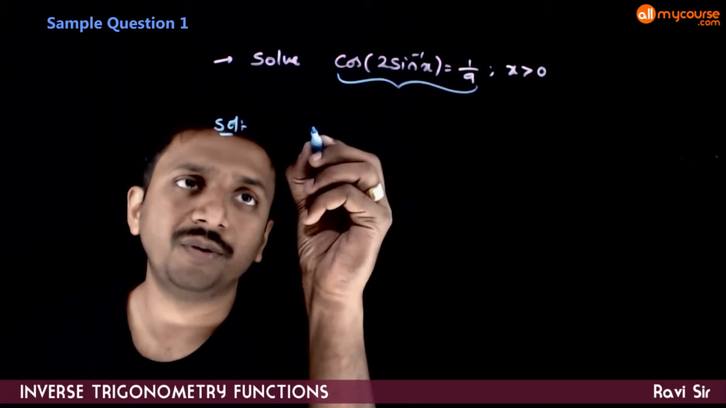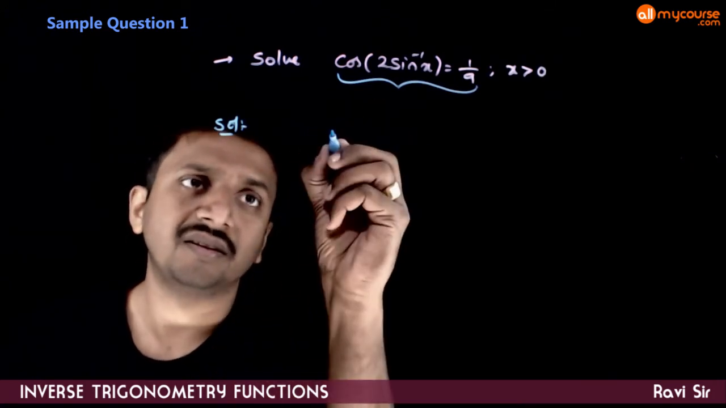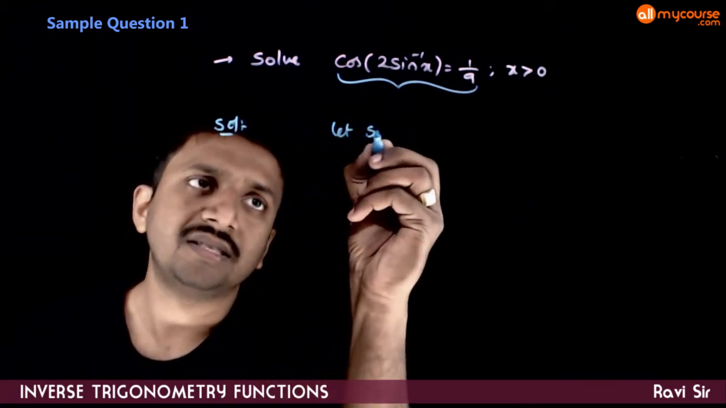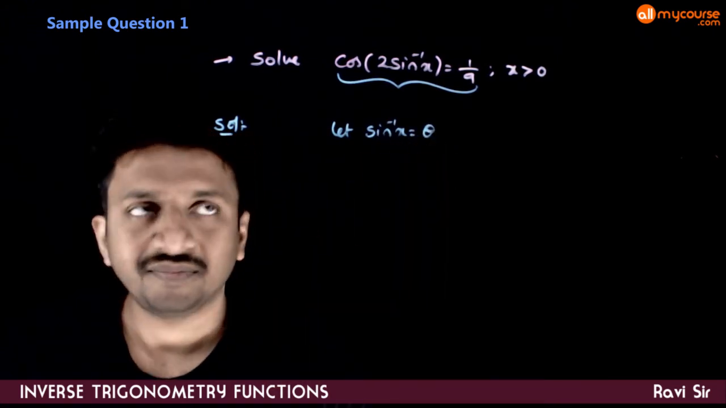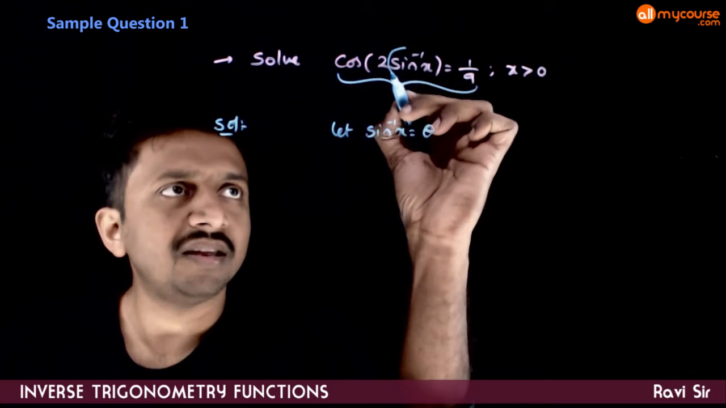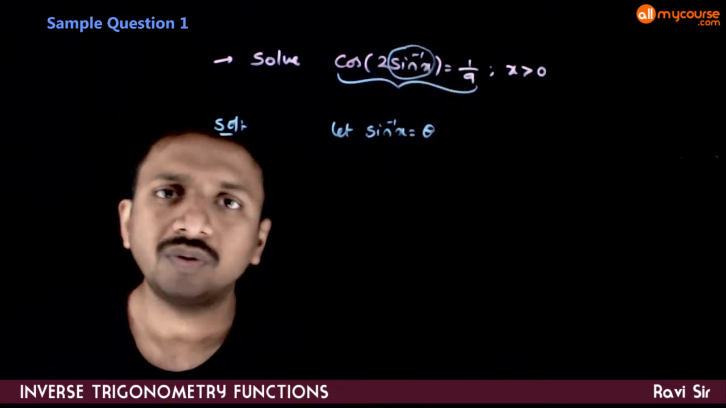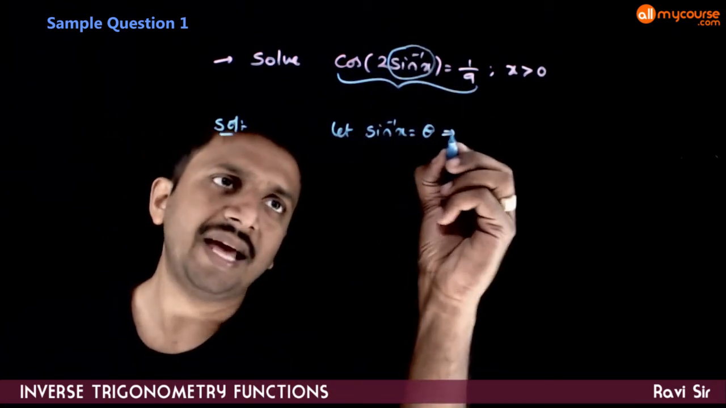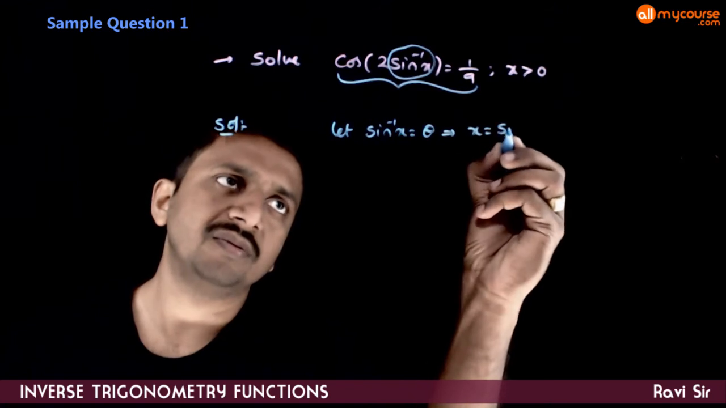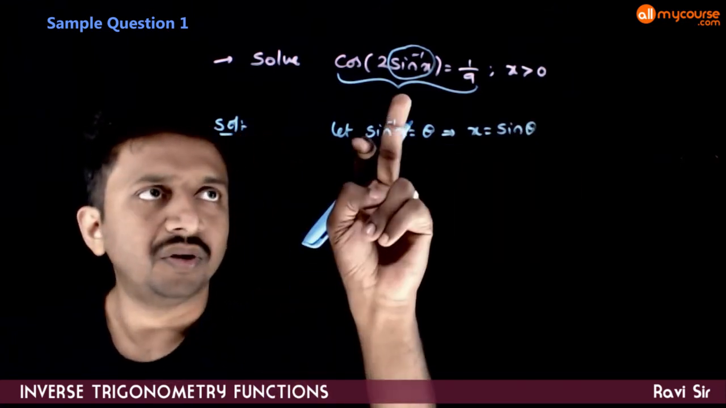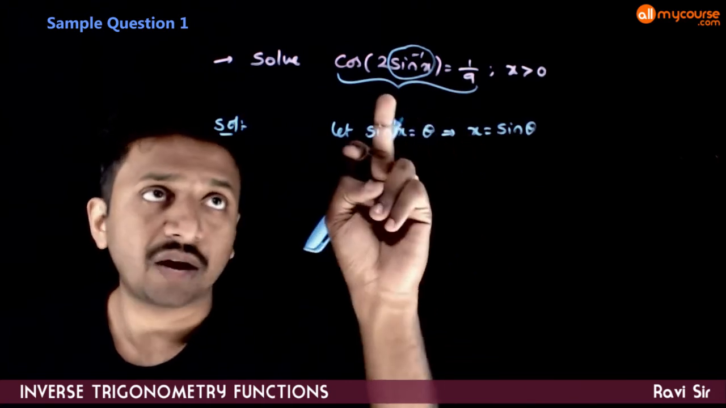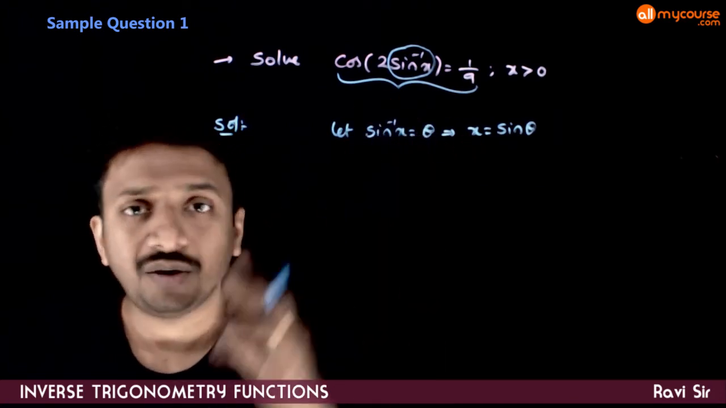So first, what we do is, to simplify this, let sine inverse of x is equal to theta. So let us assume this sine inverse of x is equal to theta. This implies x is equal to sine theta. So you need to find x according to this question, means you need to find sine theta.